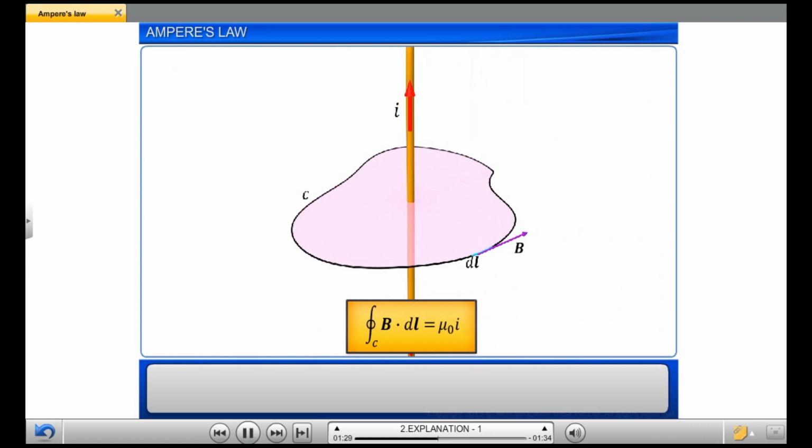Let us discuss the Ampere's law in more detail. We shall discuss why we should consider only the tangential component of a magnetic field and neglect its normal component. We shall also discuss the sign convention for the currents to calculate the net current through an area enclosed by an Amperian loop.